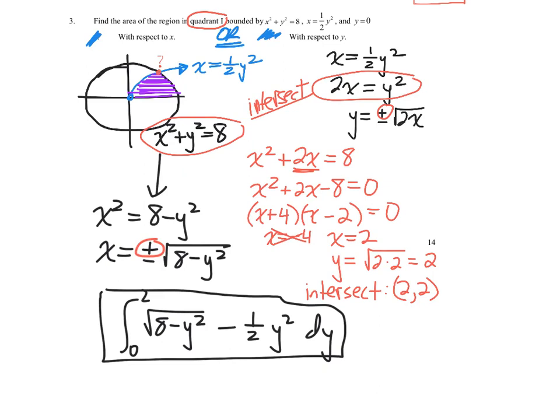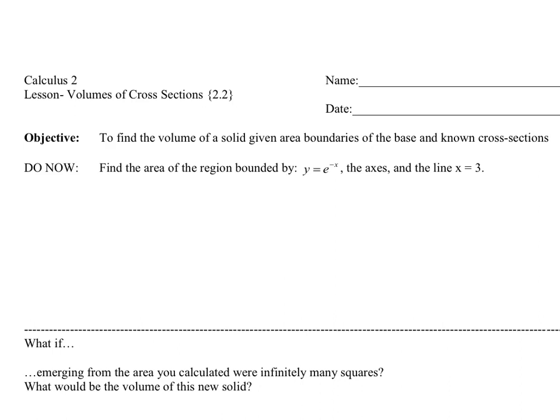And that would be your bounded area. Find the area of the region bounded by y equals e to the negative x, the axes, and the line x equals 3. I'm going to cut to the chase on this and just give you the quick sketch.